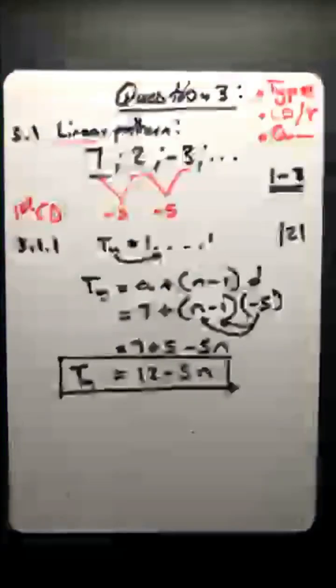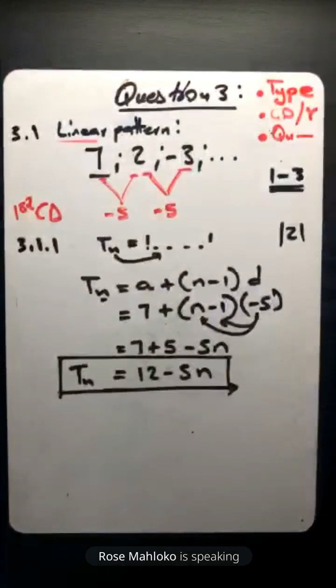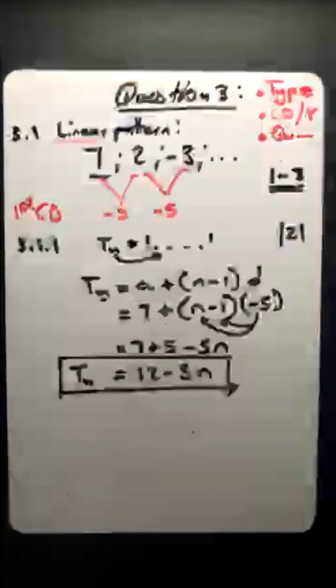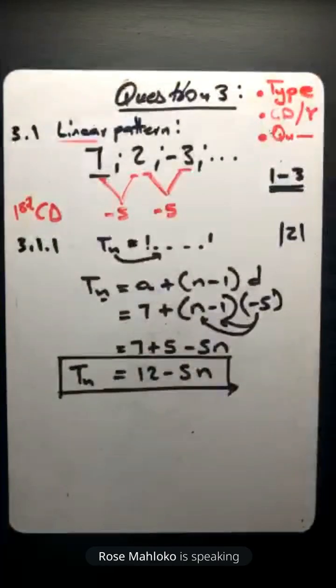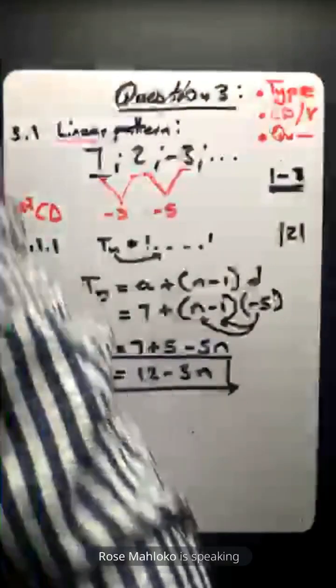I have a question. Yebo, that is the question, Rosie. Okay, so why don't you take 5 to the other side, then divide by 5 on both sides, like divide with the coefficient, so that we'll find n.